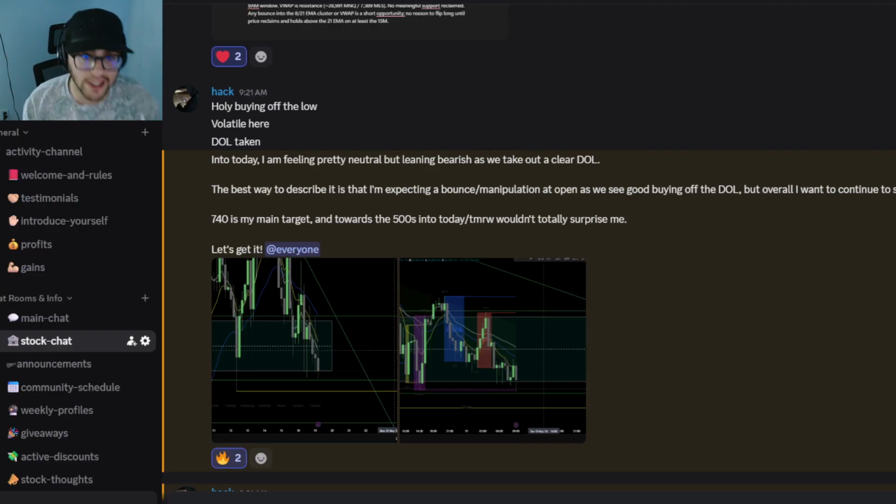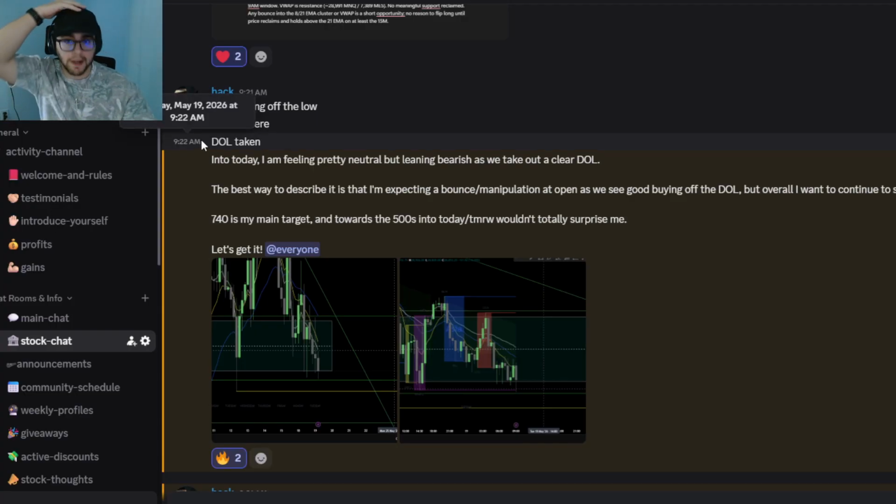First, as always, let's start off with the bias. This bias might blow your mind. Let's just go over it. So into 921, I go wholly buying off the low. Volatile here, draw on liquidity taken. So draw on liquidity taken at 922, just 8 minutes before open.